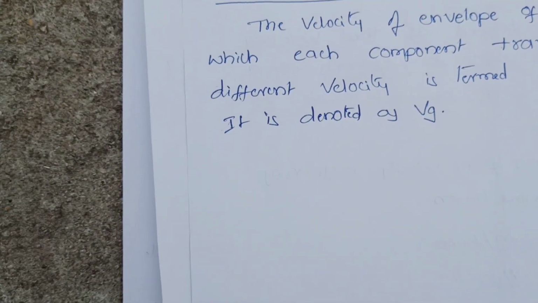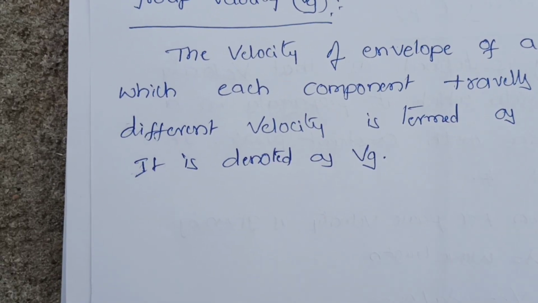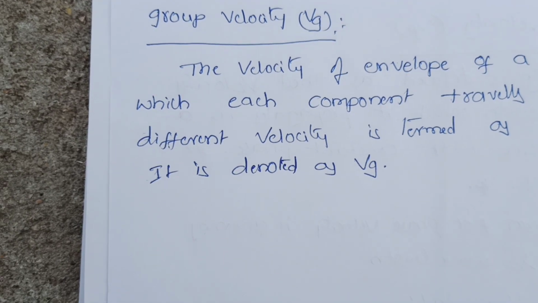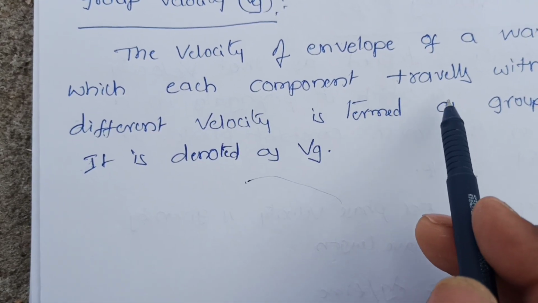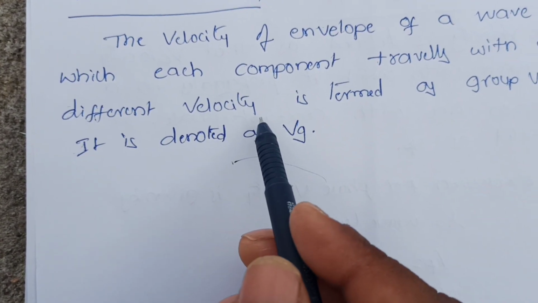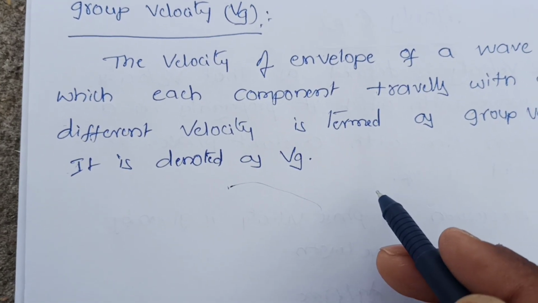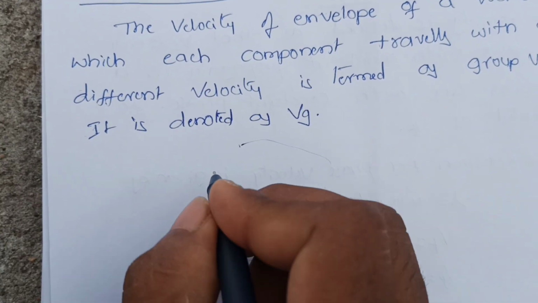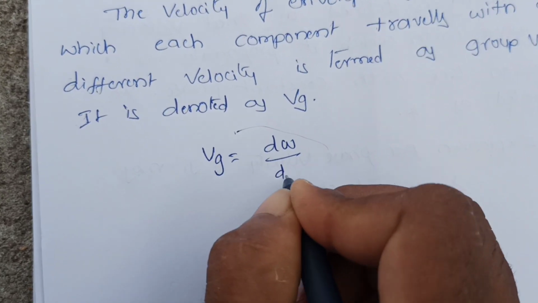Next, coming to the point of group velocity. Now we have to discuss group velocity. Group velocity is defined as the velocity of the envelope of a wave in which each component travels with a different velocity. Group velocity is denoted with Vg. It is written as Vg is equal to d omega by d beta.